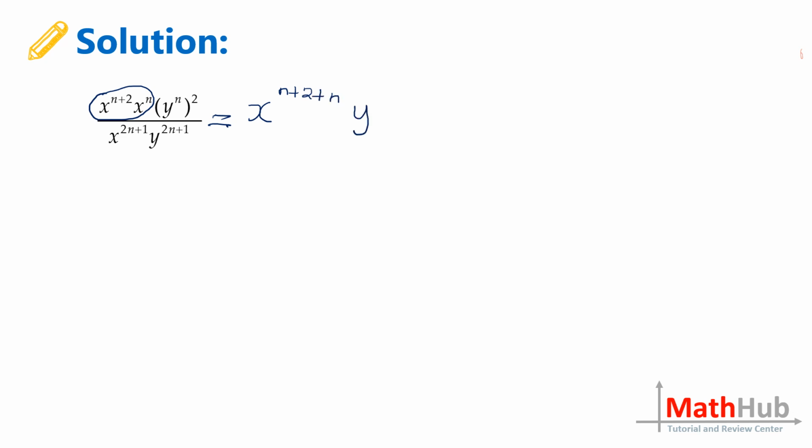And then y raised to, we multiply the exponents. We have a number raised to an exponent, raised to another exponent. Okay, so that's our numerator. And let me just copy the denominator: x to the 2n plus 1, y to the 2n plus 1. Since I have the same base over here, for x, copy the same base x. What do you do with the exponents? You subtract.